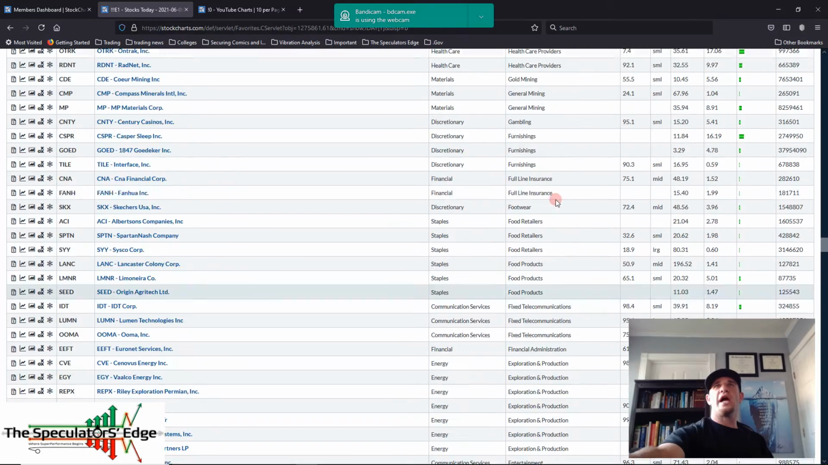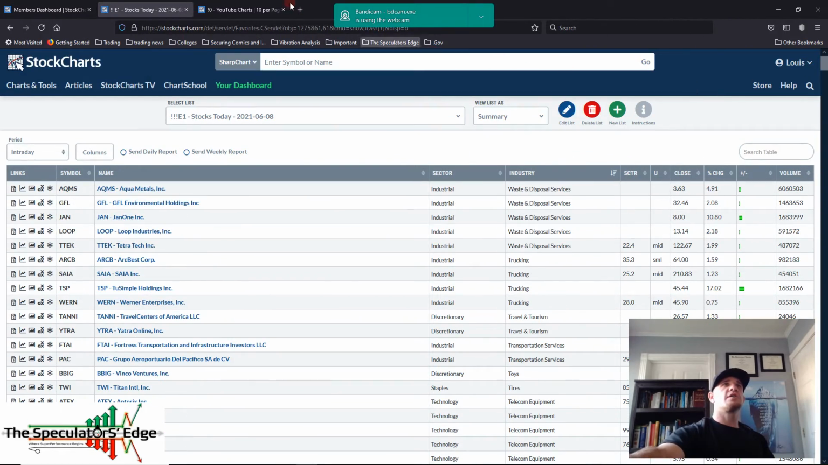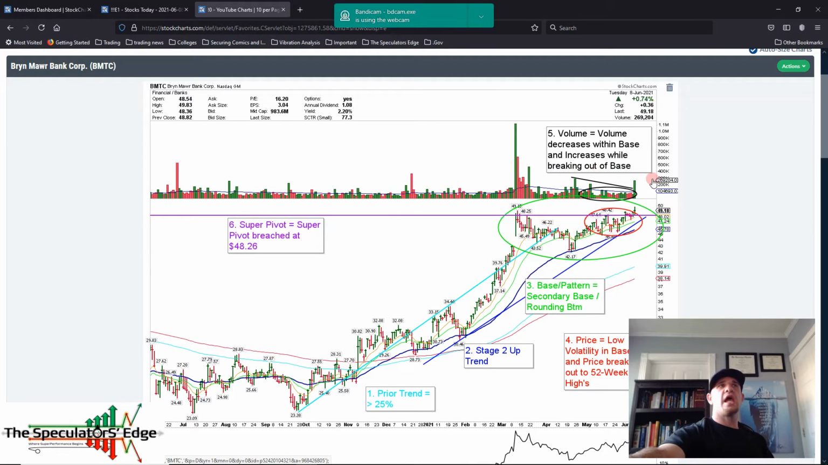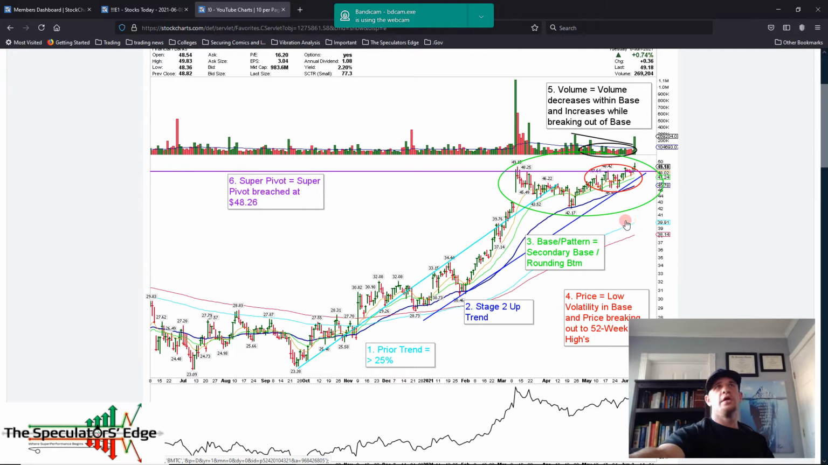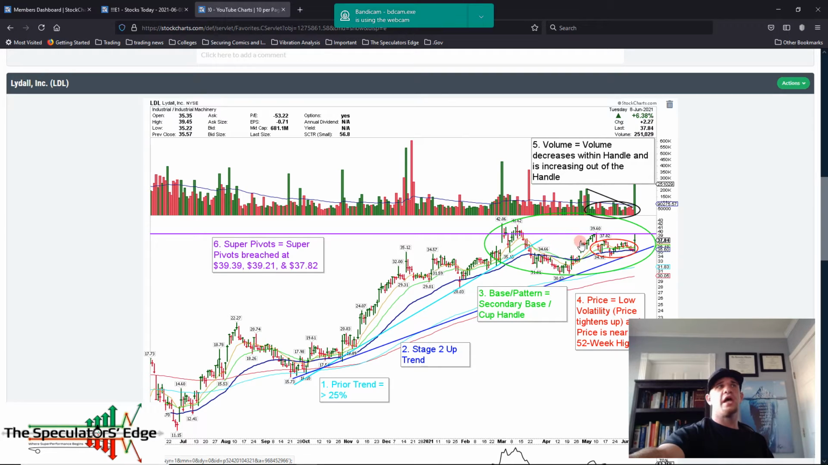And one last thing, I want to go over the stocks that I talked about earlier today, and this was BMTC. It held at $49.18, so it held the earlier 52-week high at $49.15. It held that, which is a good sign. Also large volume coming in, so high demand, it's good. Held the super pivot, so we're good. That stock seems to be okay.